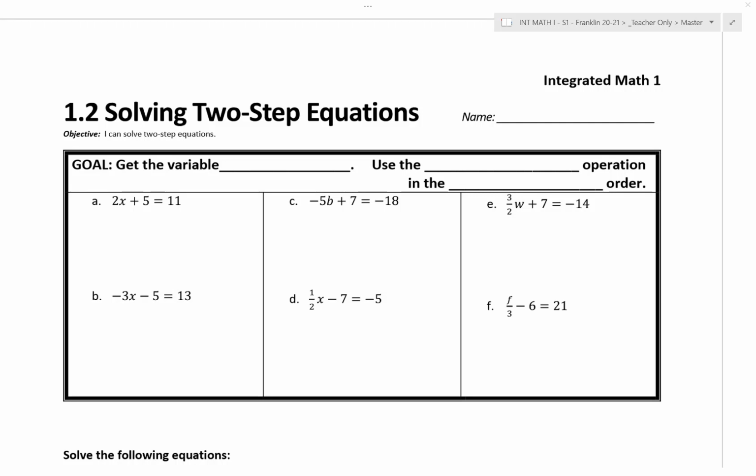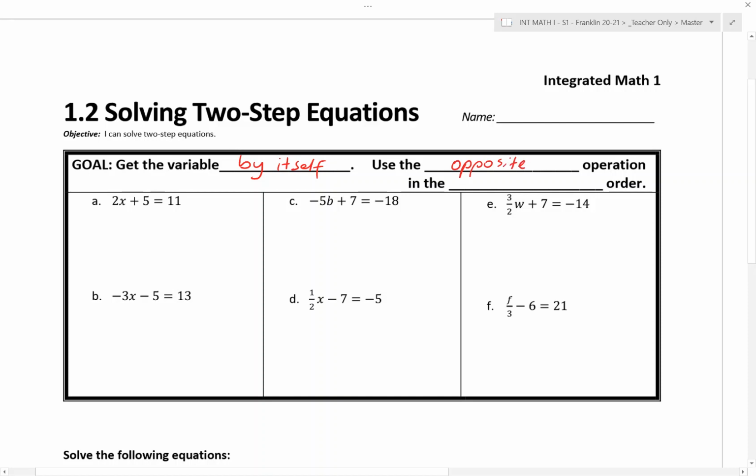Okay, this video covers two-step equations, and the goal, however, is the same as it was for one-step equations. The goal here is still to get the variable by itself. Okay, so your goal hasn't changed. You still want to get the variable by itself. And to do that, again, we are going to use the opposite operation.